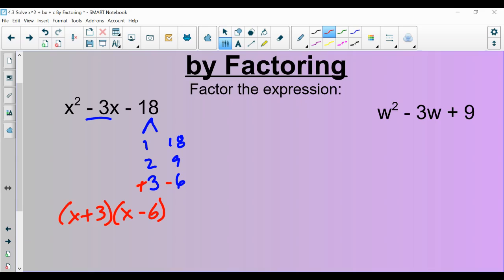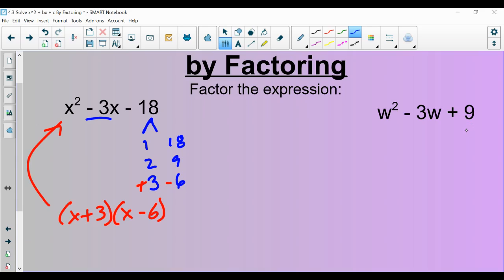If you're wondering if you got this right, I encourage you to pause the video right now and FOIL this statement. First time's first, right? FOIL this. You should get back up to here. Let's continue moving on. We have more stuff to cover in this lecture.